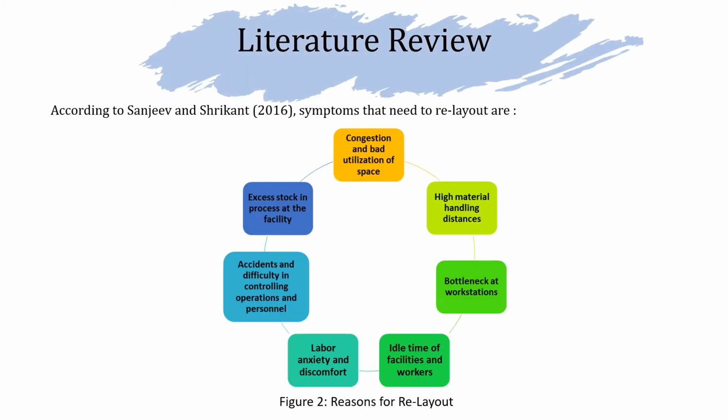Now, we will go into the literature review. Why do we need to relay out the facility? According to Sanjeev and Shrikant, symptoms that need a relayout are congestion and bad utilization of space, high material handling distance, bottleneck at workstation, idle time of facilities and workers, labor anxiety and discomfort, accident and difficulty in controlling operation and personnel, and excess stock in process at the facility.